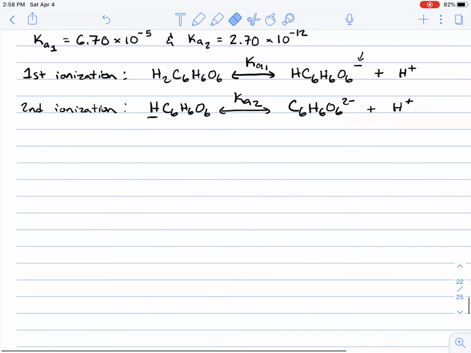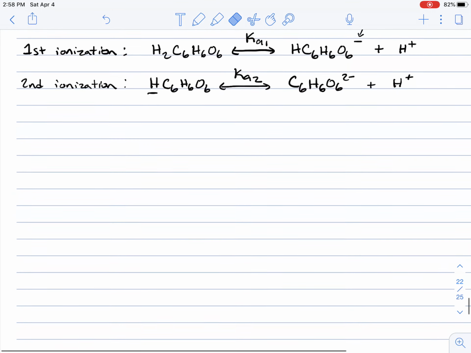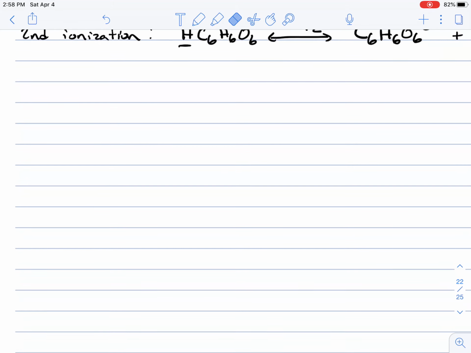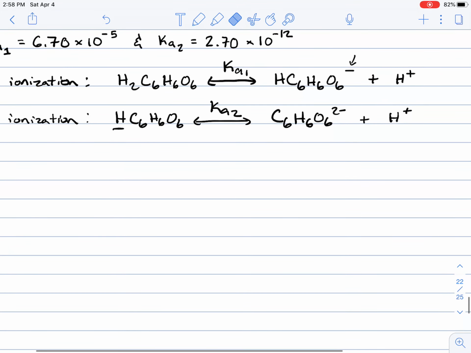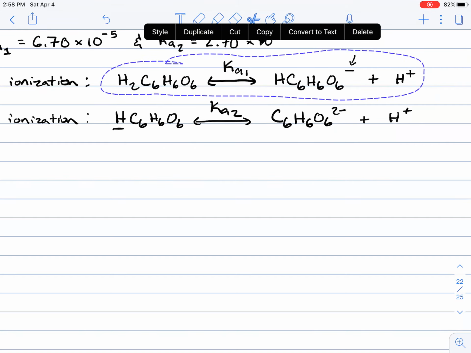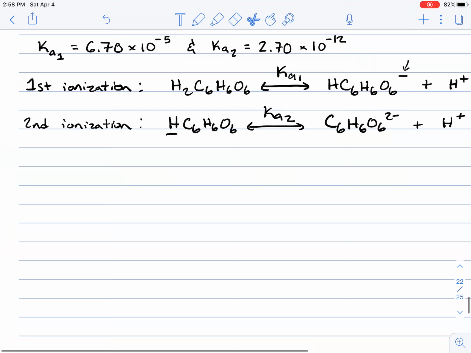And so since we have two equations that we're going to be considering, we have to write the ICE table for both ionization steps. Okay. And so I'm going to go ahead and copy and paste, just because I don't want to write this over again, the first ionization step. Actually, let me just copy this whole thing.